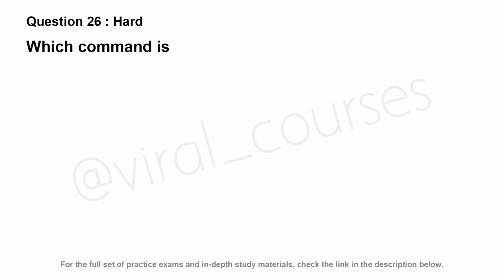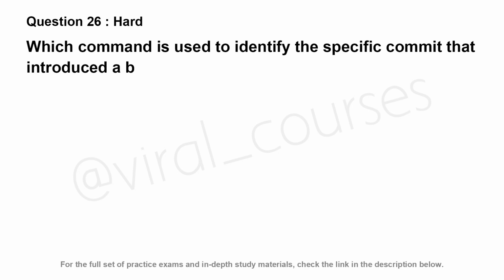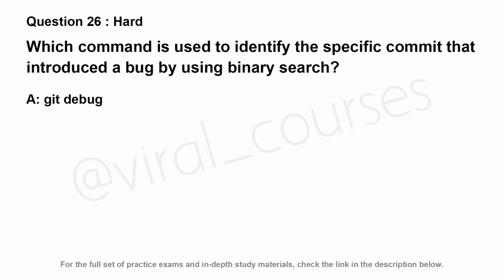Which command is used to identify the specific commit that introduced a bug by using binary search? Option A. git debug. Option B. git search. Option C. git bisect. Option D. git blame.